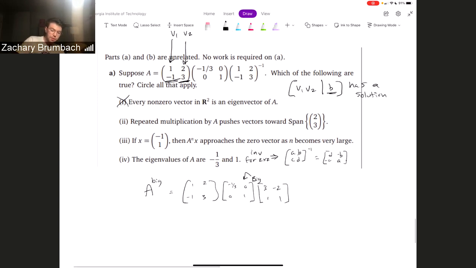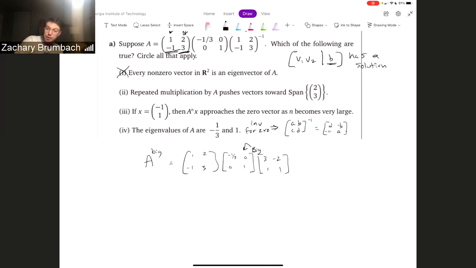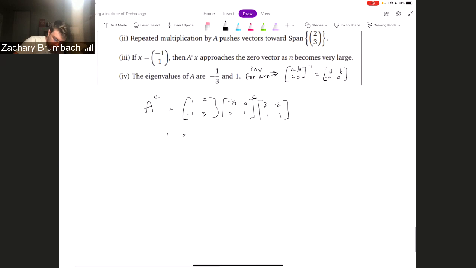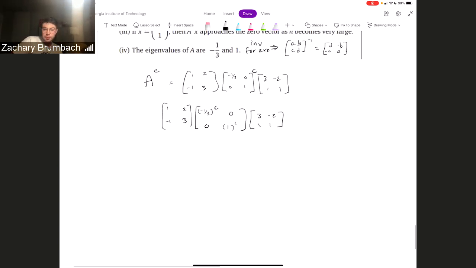Repeated multiplication by A pushes vectors towards the span. All right, so for a diagonal matrix, when we raise it to a really big power, we'll call this power n. Well, we'll call it C. Raised to some power C. For a diagonal matrix, what happens as you multiply it by itself is just the entries on the diagonal get raised to that power. All right, so now we do some matrix multiplication like this.